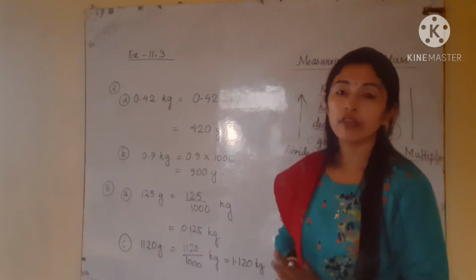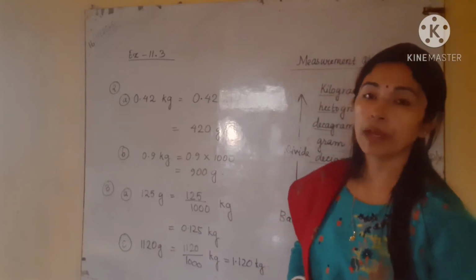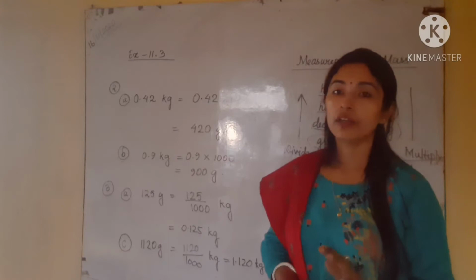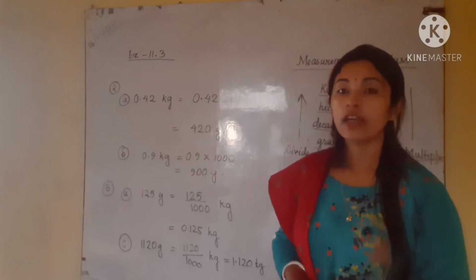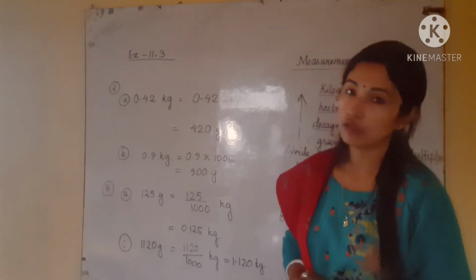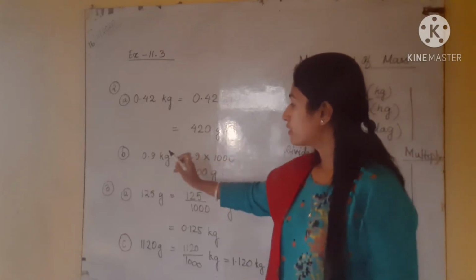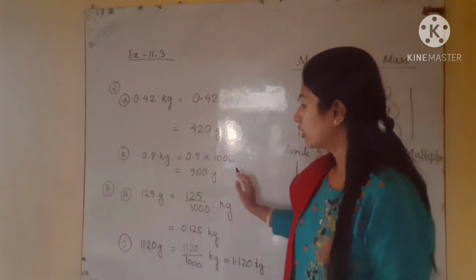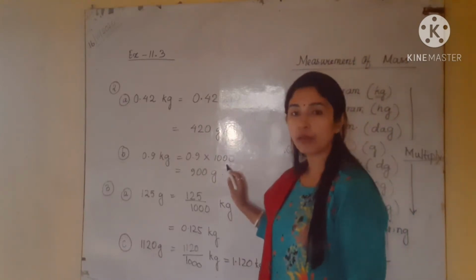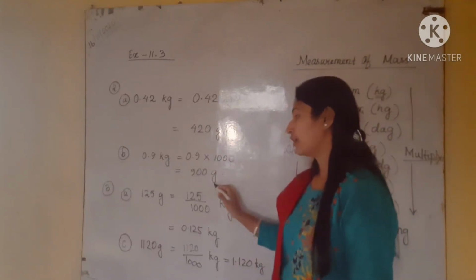Already I have discussed the multiplication part in decimal, so I am not discussing it again. If you have any difficulty in how to multiply a decimal with a whole number, you can ask in the doubt class also. So here it will be 420 gram. Similarly 0.9 kg we have to convert into gram, that means again multiply by 1000 and the answer will be 900 gram.